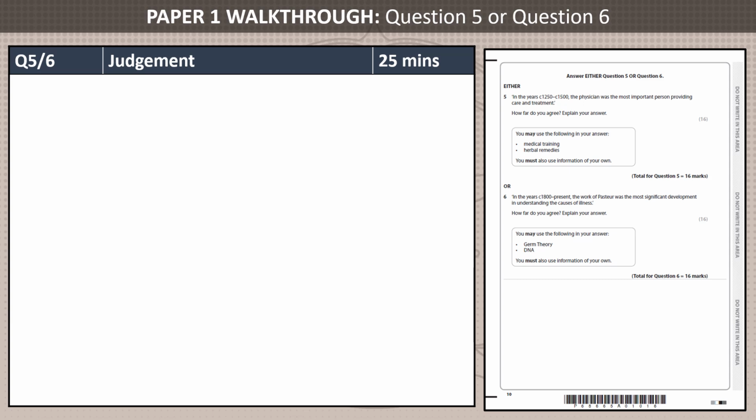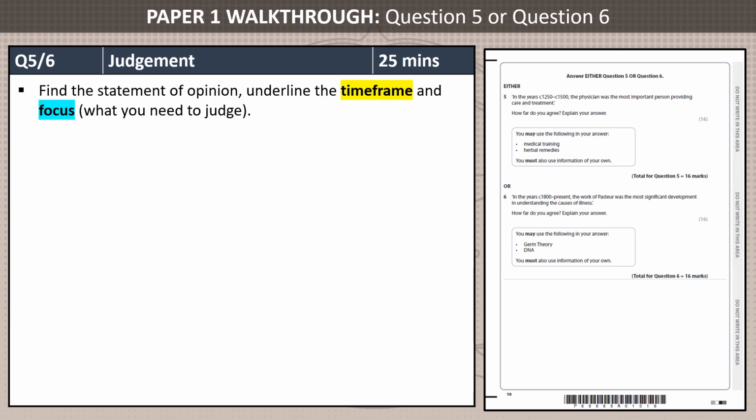Next up, it's the judgment question. Now, we're actually given a choice of 2, and we can pick the one that we prefer. Whichever one we choose, here's how to approach it. First, read the question. Find the statement of opinion. That's easy to spot because it's in inverted commas, a bit like a quote. And we underline the time frame and what it is that we're being asked to judge.